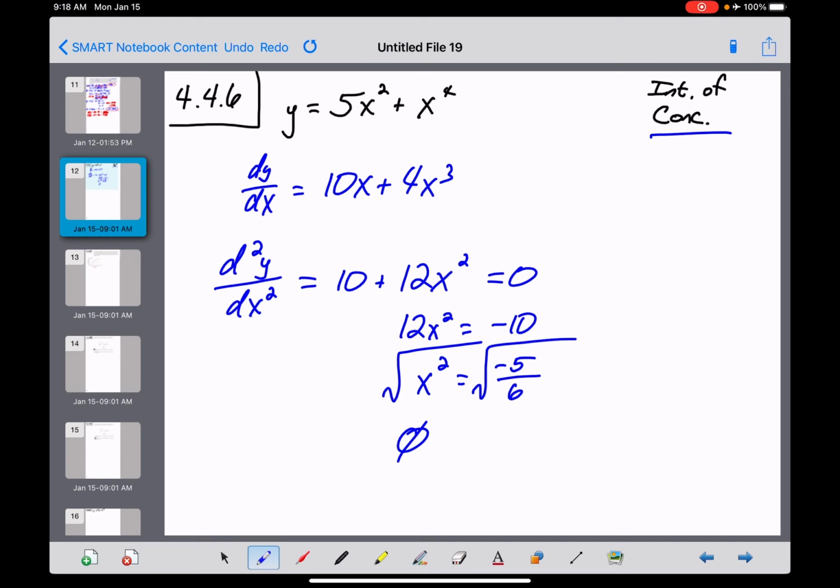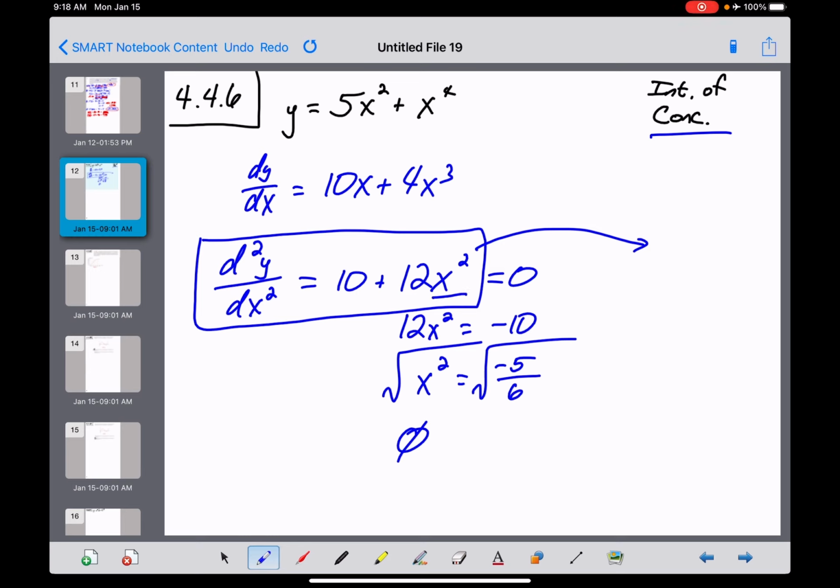What that means, and I bet whoever asked this question got to that point and then wasn't quite sure what to do with it, is that our second derivative never changes sign. That means it's either always positive or always negative. As you look at this one, x squared is always positive or 0, times 12, same thing, and adding 10 to that, we find that our second derivative, d2y over dx2, is greater than 0 for all x in the domain of this function.